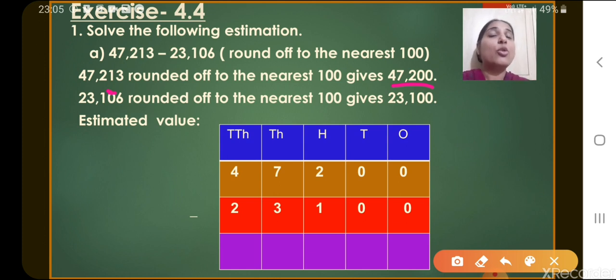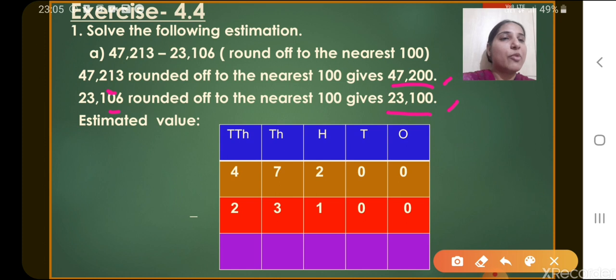Okay. Now let's round off the subtrahend, which is 23,106. So to round it off to nearest 100, we have to look at the digit at the tens place, which is 0, which is less than 5. So what will be the round off of 23,106 to nearest 100? Yes, it will be 23,100. Okay. Now we have to find the estimated value. So what we will do? Yes, we will subtract the numbers that we have got after rounding them off to the nearest 100.